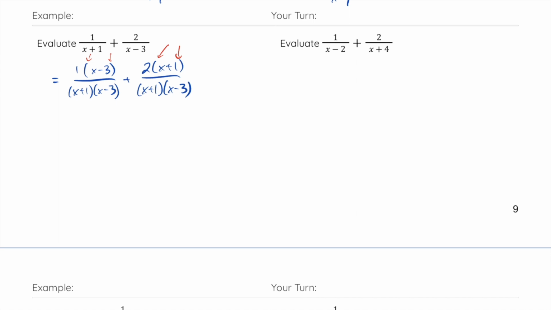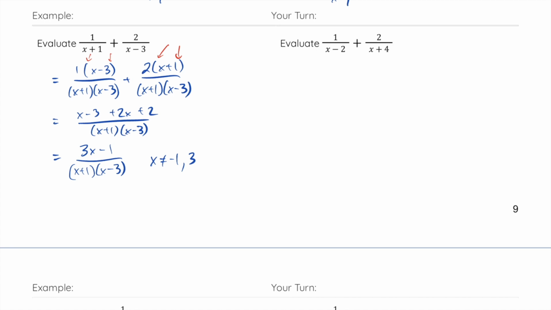So what we would do is expand those brackets and combine the terms together. So we'd have x minus 3 plus 2x plus 2 all over x plus 1, x minus 3. And then combining like terms together, that would leave us with 3x minus 1 all over x plus 1 times x minus 3. And here we can say that x cannot be negative 1 or 3. Those are our excluded values.